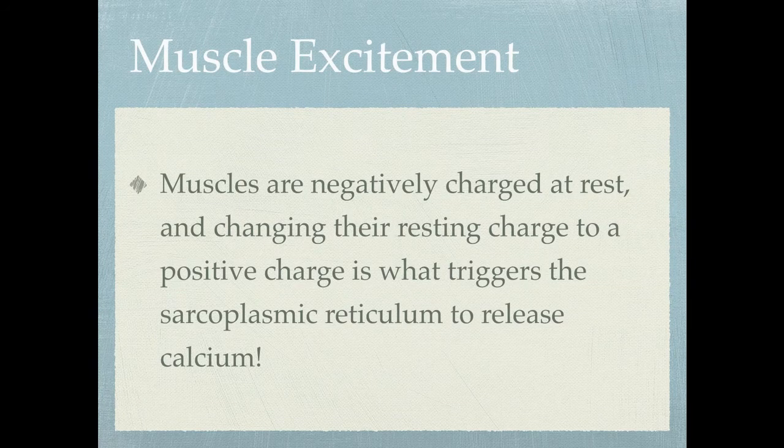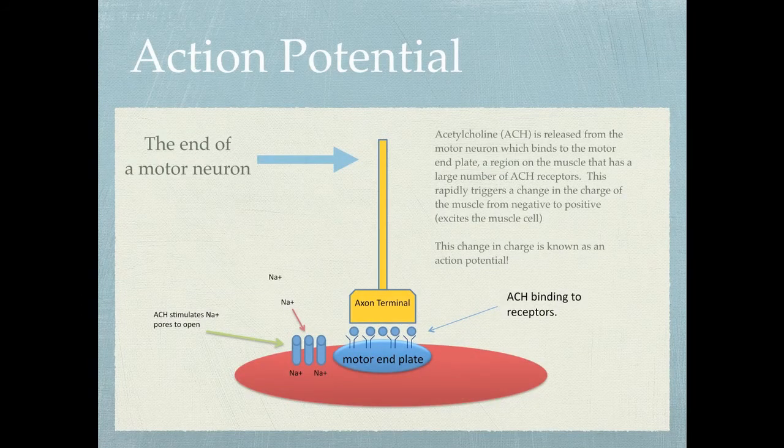So how does this all get set up? Well, at rest, muscles are negatively charged. And changing their resting charge to a positive charge is what triggers the sarcoplasmic reticulum to release calcium. So how does that actually occur? Basically, if you look at a neuron, which is called a motor neuron, it releases what's called acetylcholine. Acetylcholine binds to a special place on the muscle called the motor end plate. When acetylcholine binds to the motor end plate, that causes sodium, which is a positive charge, to fly into the cell.